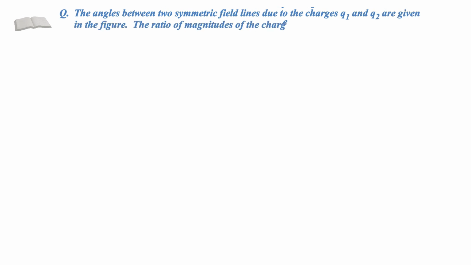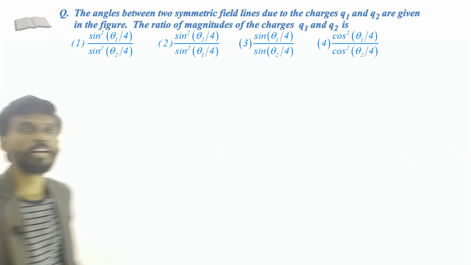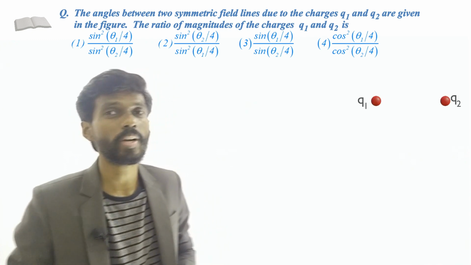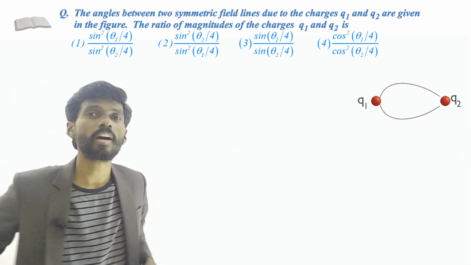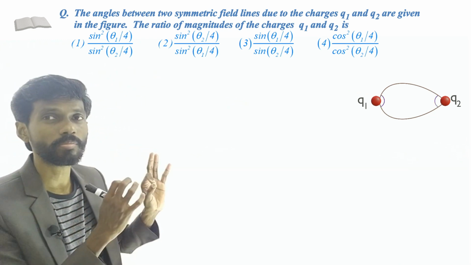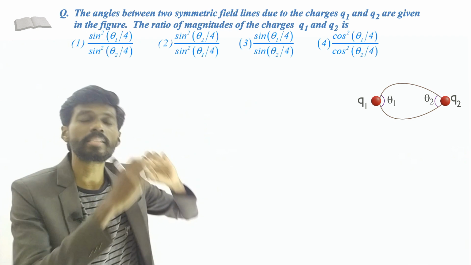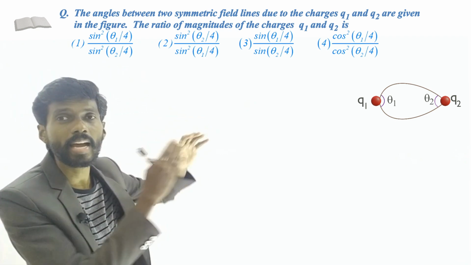The angle between two symmetric field lines due to the charges Q1 and Q2 are given in the figure. The ratio of the magnitudes of the charges Q1 and Q2 is? So here the charges Q1 and Q2 are given. Two symmetric electric field lines emerge from the charge Q1 and they terminate at the charge Q2. So that means we understand that the charge Q1 is positive because electric field lines start from it, and similarly Q2 is a negative charge as the electric field lines terminate at that charge.